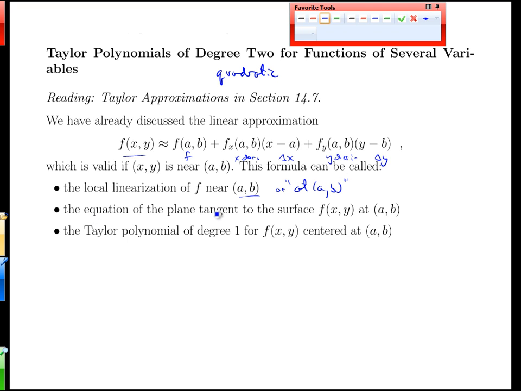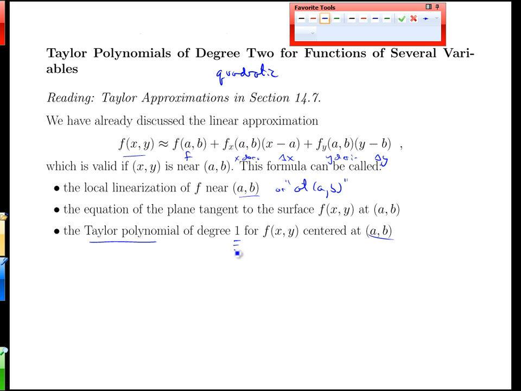We can also call that the equation of the tangent plane. So if we pick a point on a surface and draw it as a surface in 3D, this would be the formula for the plane that just touches at the one point we picked and has the same slopes as the surface itself. And new terminology: linear functions are polynomials. They're just really simple polynomials. They're polynomials of degree 1, and we would call this a Taylor polynomial of degree 1 centered at (a, b).